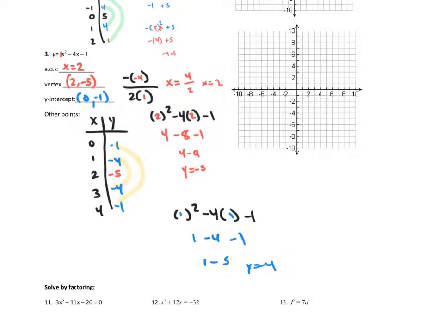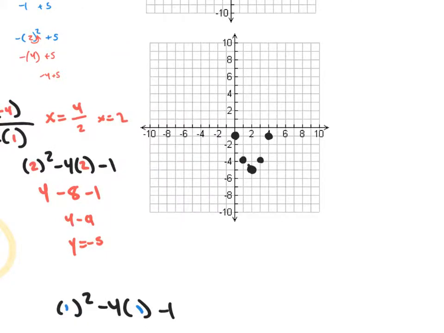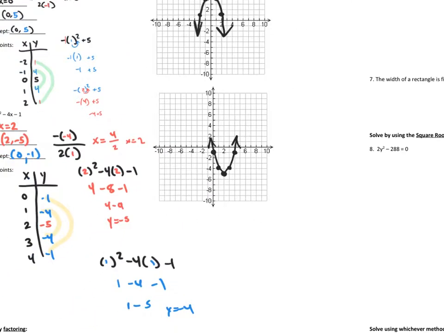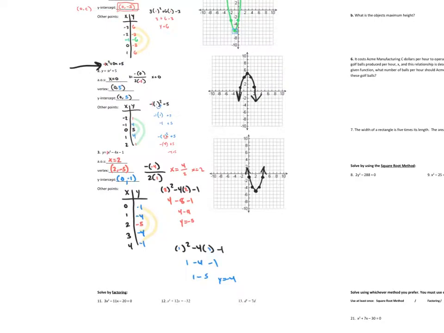And now we can come graph it. We have our vertex at 2, -5. And then we have 3, -4, as well as 1, -4. And then our y-intercept at 0, -1 and 4, -1. Now once again, you'll recognize that you get a symmetric quadratic graph.